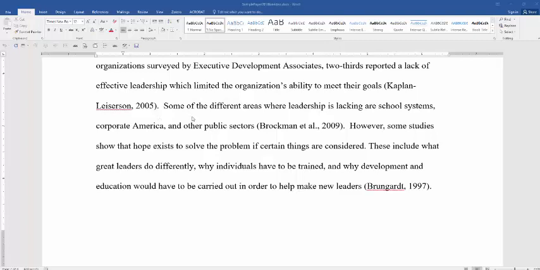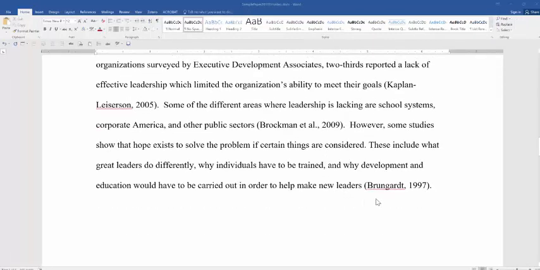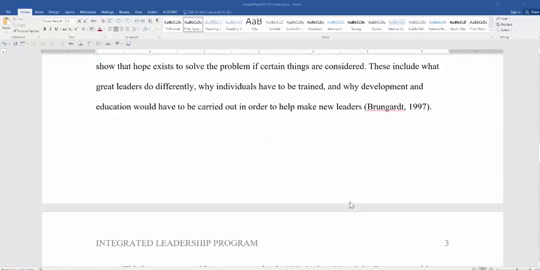So the next sentence was paraphrased from the Brockman work. The APA rule is that when you cite 3, 4, or 5 authors, the subsequent time, you use et al. In this case, we had 3 authors, so we write Brockman, space, E-T, space, A-L, period, comma, followed by the year. You would use this et al. format, whether you're citing parenthetically or whether you're citing as part of the narrative outside parentheses. We further have a sentence for Brungart, 1997.